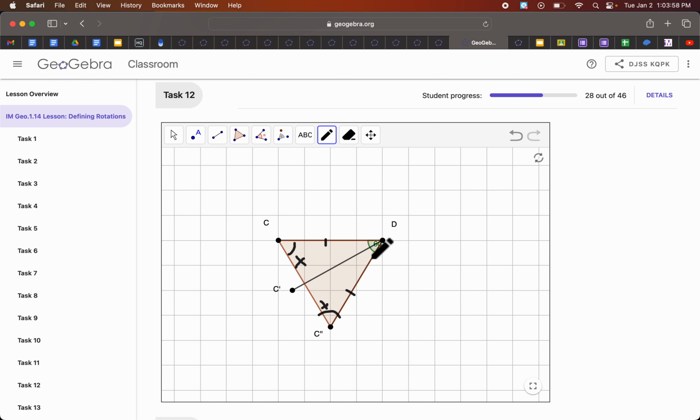So what we have is three angles. We have an X, we have another X, and we have a 60. Now, if you remember from the last time you took geometry, back in middle school probably, if you add all the angles of a triangle up, you end up with 180 degrees.